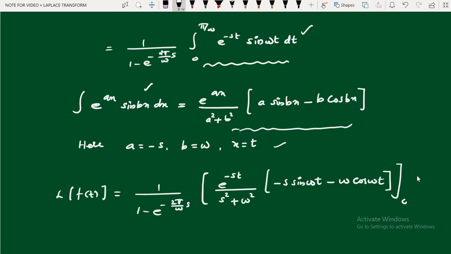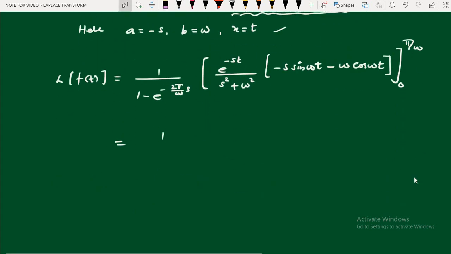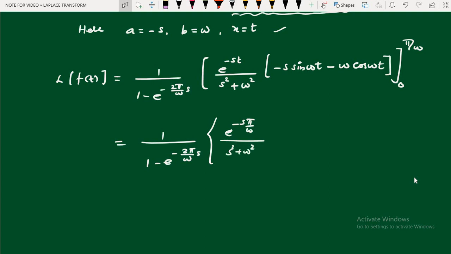Now take the given limit. What is the given limit here? 0 to pi by omega. That is the given limit. Now apply the limit, we can get the answer for this problem. So 1 by 1 minus e power minus 2 pi by omega s. Now apply the upper limit first. So e power minus s pi by omega, wherever t changes to pi by omega, divided by s square plus omega square into minus s sine omega pi by omega, minus omega cos omega pi by omega.